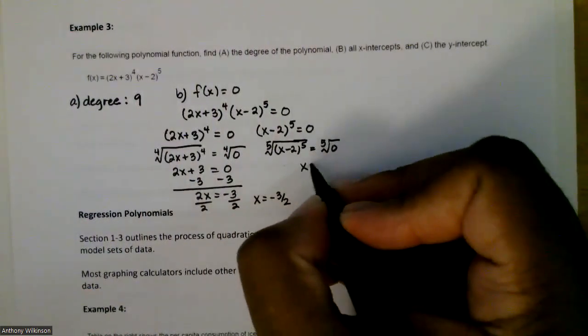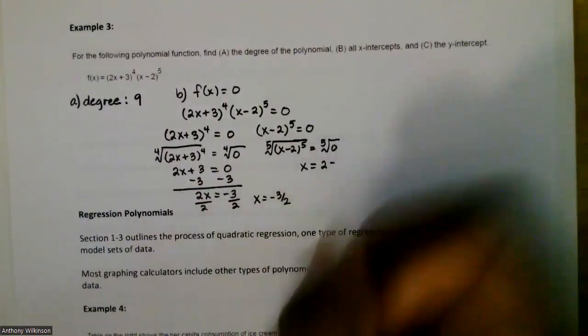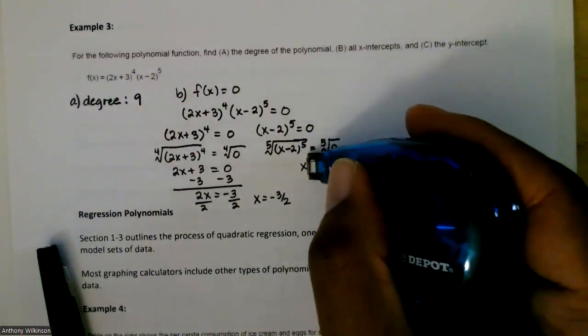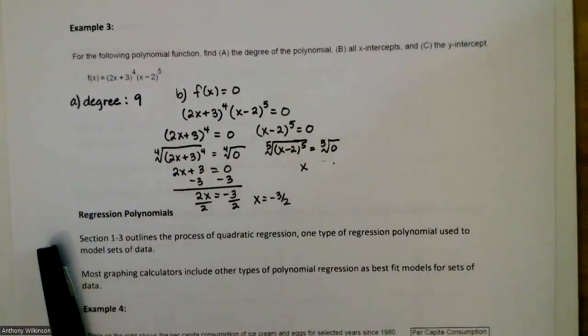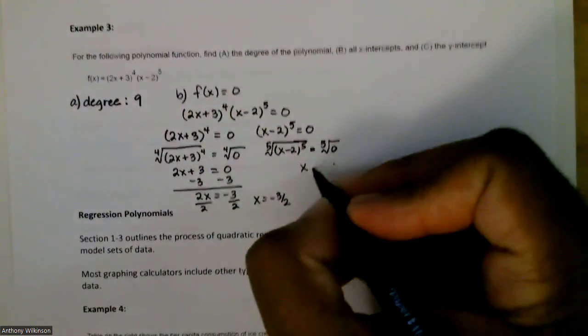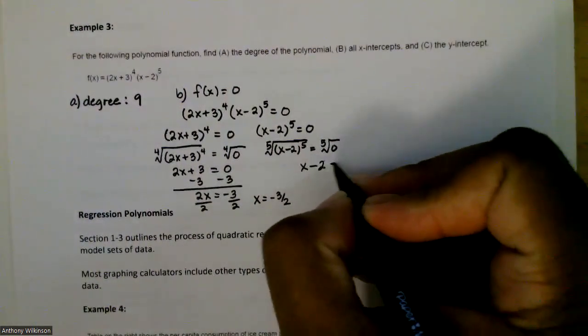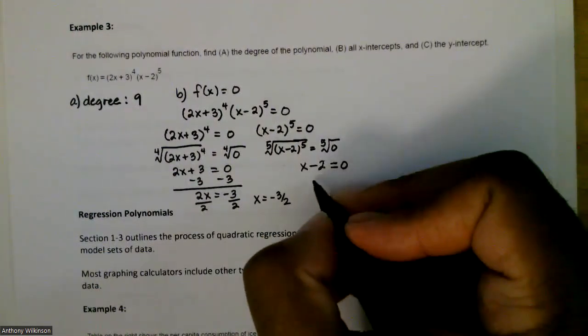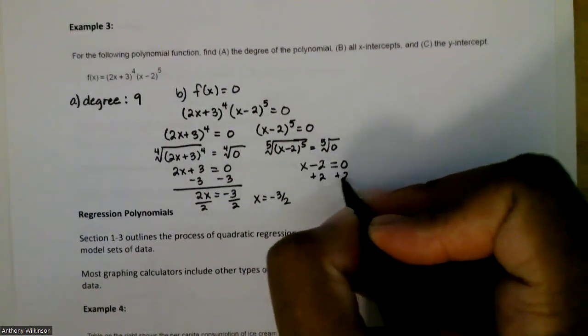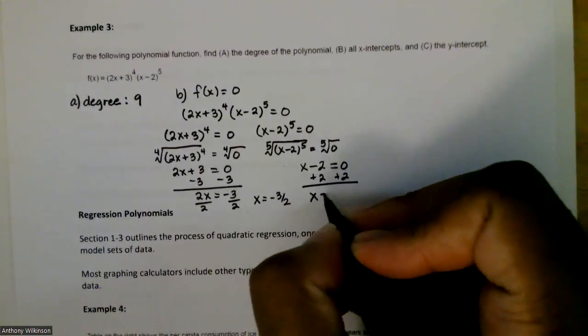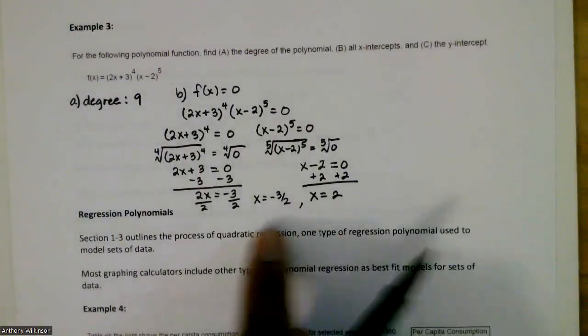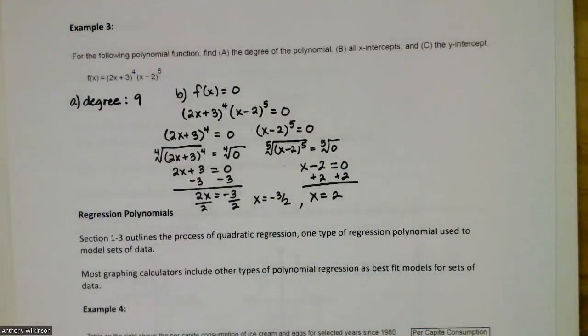So that means I'll have x minus 2 equal to 0. If I add 2 to both sides, you'll get x is equal to 2. So these are my two x-intercepts here: x equals negative 3/2 and x is equal to 2.